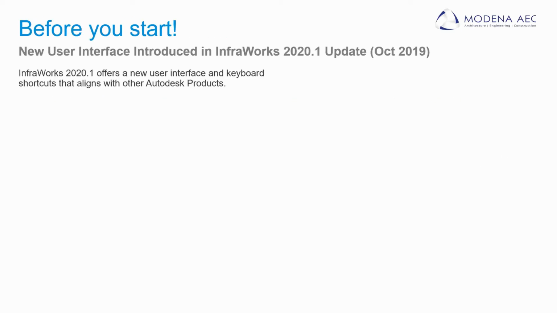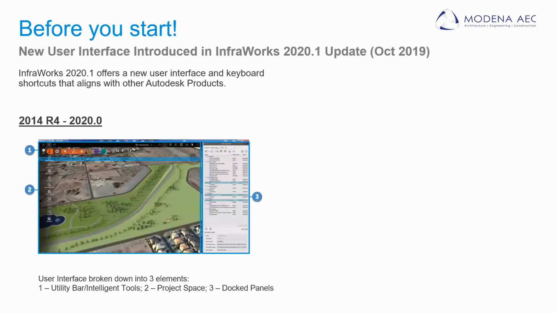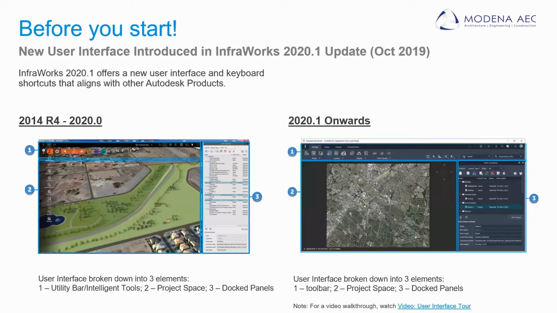So before you start, Infraworks is a rapidly developing software where the user experience is continuously updated. And the most notable update is with the 2020.1 release, where the interface has been updated to the dark blue and gray version, which aligns more with the other Autodesk software like Civil 3D. The main difference comes in when looking at the previous versions of Infraworks, that is 2014 release 4 up to 2020.0, where you can see the parts laid out there. And then also 2020.1 onwards, which, as you can see, has the dark blue and gray schema to look more like Civil 3D, for example.